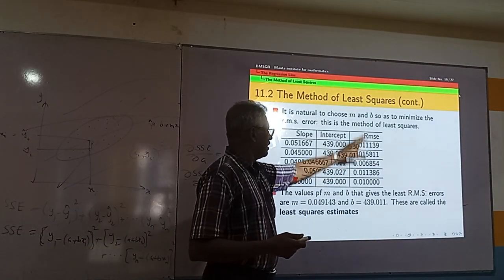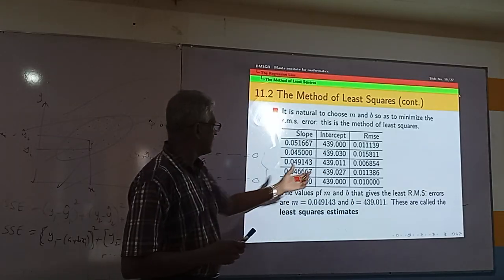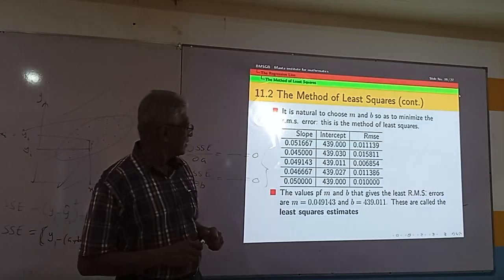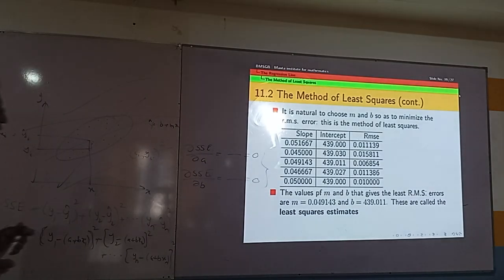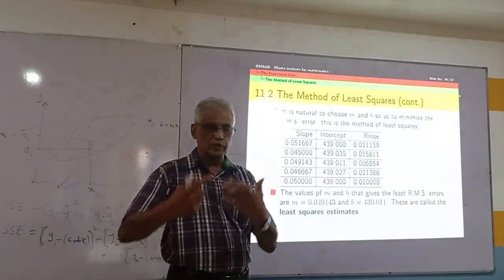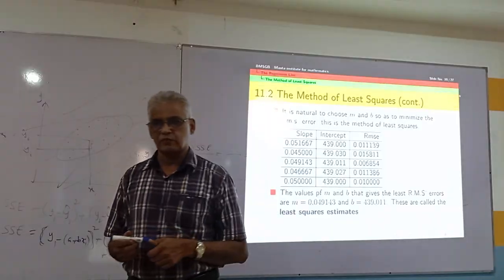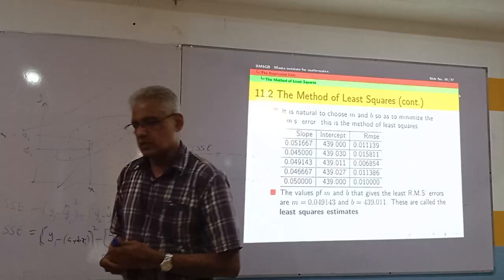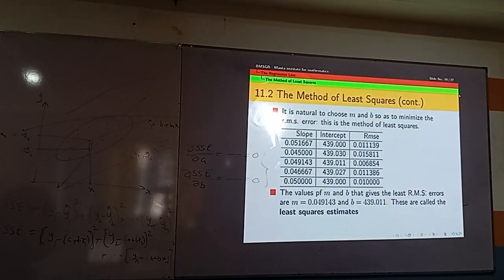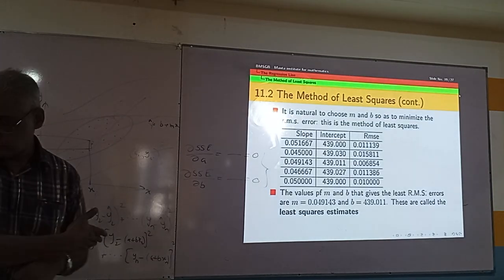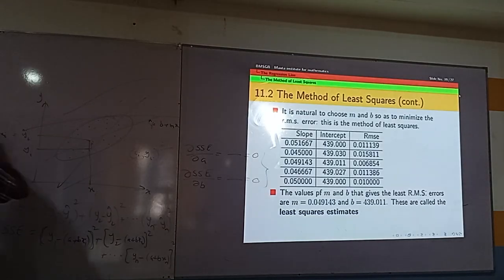So out of at least these 5 lines, you can see that these two values give you the smallest root mean square. If you actually did it mathematically, the actual values that you get are very close to this, like 0.05, and then this is like 439 something. The least square values are very close to that too. I just wanted to explain what we really are doing mathematically here, because this part is not in the book.